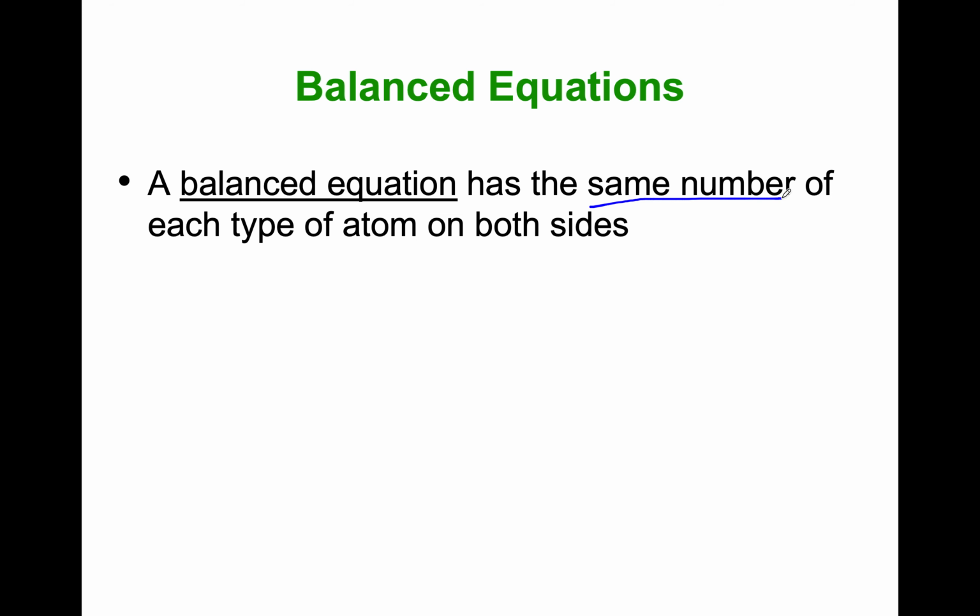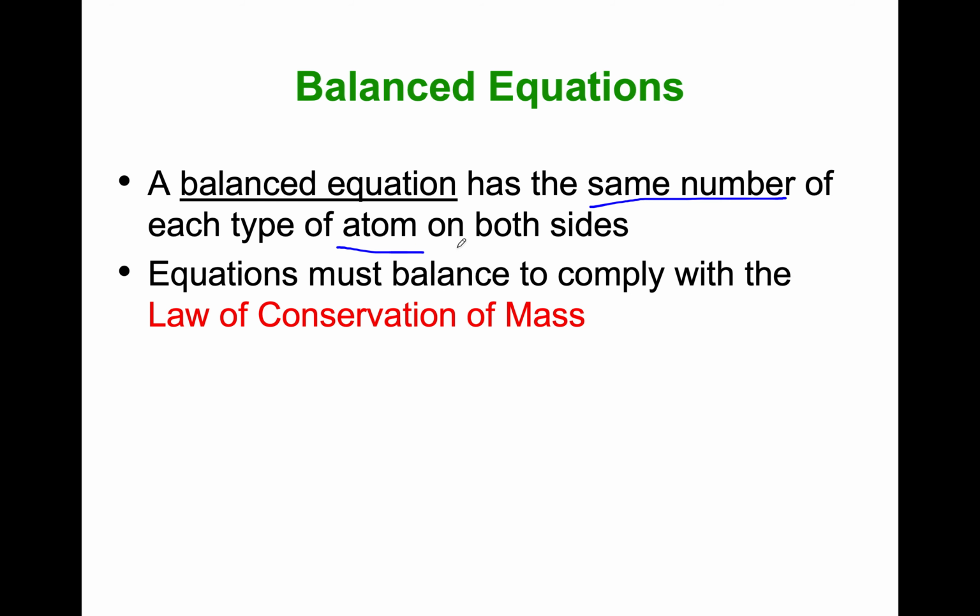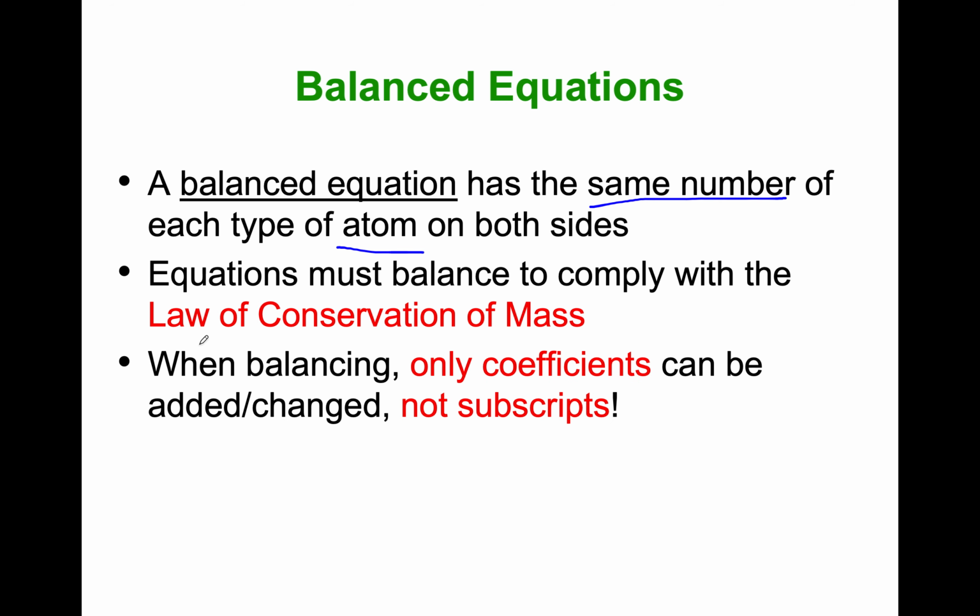So if we do this correctly, we'll have the same number of atoms on both sides. And that's again all based on conservation of mass. This is really key. This next point is the most common mistake when balancing. Okay, balancing, you only change the coefficients. Those are the numbers out front. Okay, you do not change the subscripts.